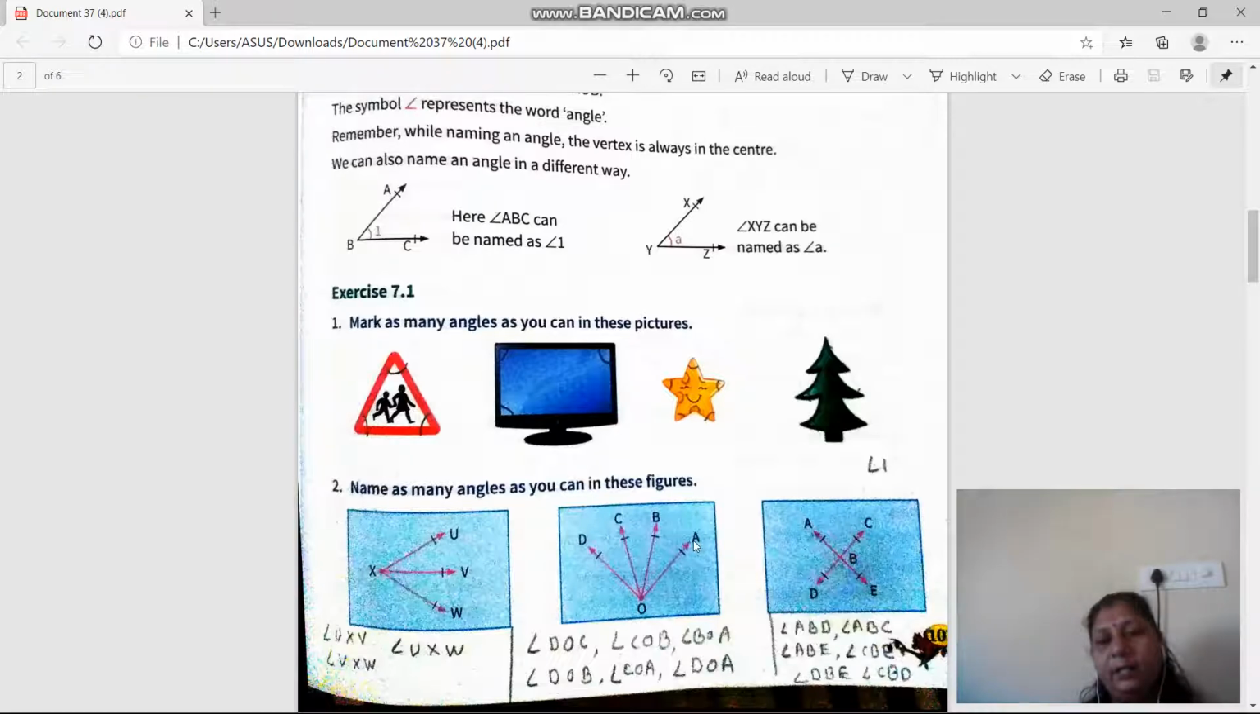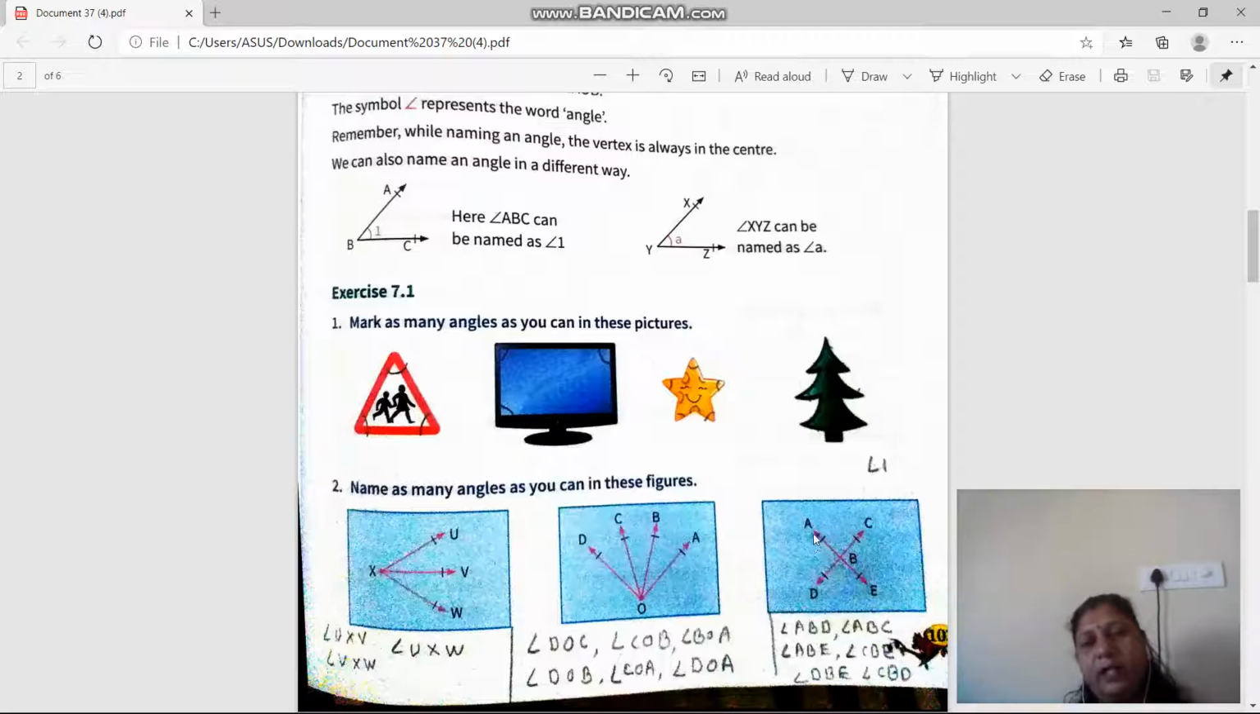How many angles are here? 6 angles are here. Let's count again. See. D, O, C, C, O, B, B, O, A. These are the 3 angles. Next, D, O, B, C, O, A, A, O, D. Clear? Now next.